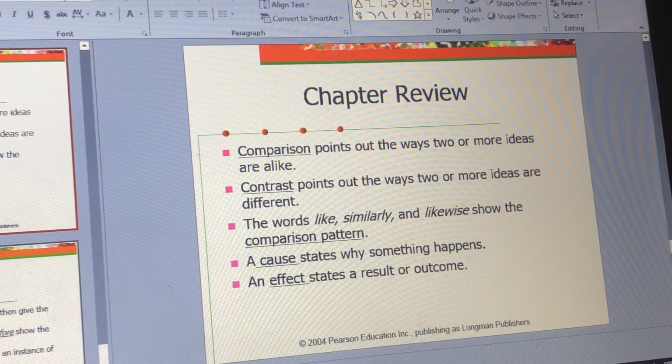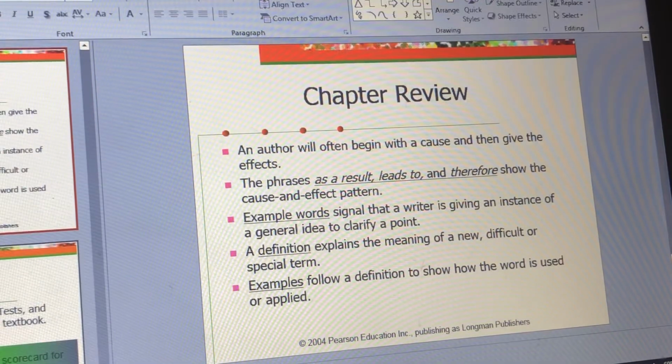Okay, so just some of the terms that we've looked at, some of the information that we've come across. Again, these slides will be available on Blackboard so you can review them. Okay, and then some of the other things that we've talked about.